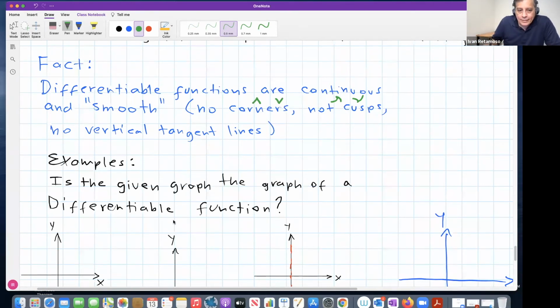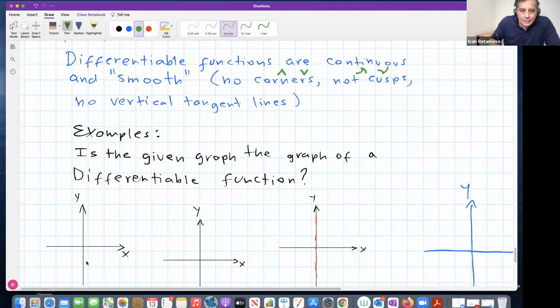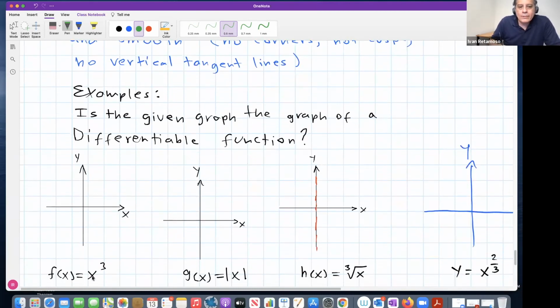So the first one is this. Suppose they give you this function, f of x equals x cubed. We know that the graph of the cubic function in its basic form shows this chair-like shape. And as you can see, this chair-like shape is not showing me any corners, any sudden turns, any cusps. It's smooth, right? So this one, yes, it is smooth. Very good. So cubic functions are smooth.